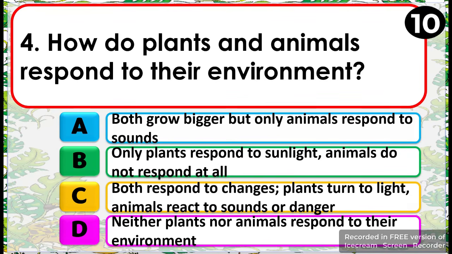Number 4. How do plants and animals respond to their environment? A. Both grow bigger but only animals respond to sounds. B. Only plants respond to sunlight, animals do not respond at all. C. Both respond to changes, plants turn to light, animals react to sounds or danger. D. Neither plants nor animals respond to their environment.